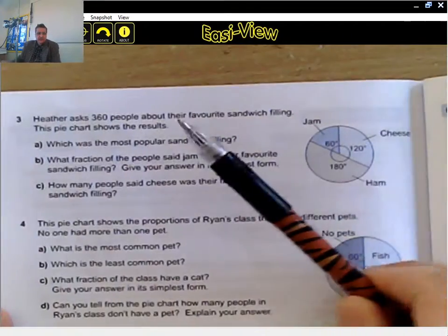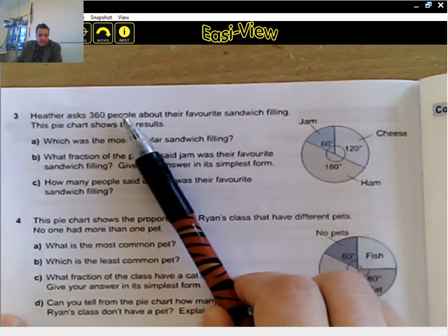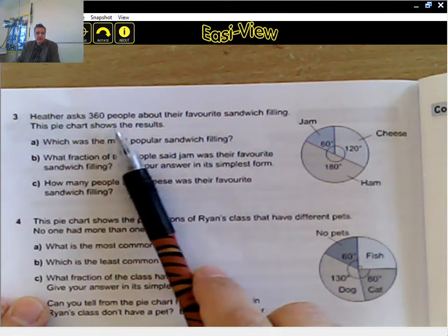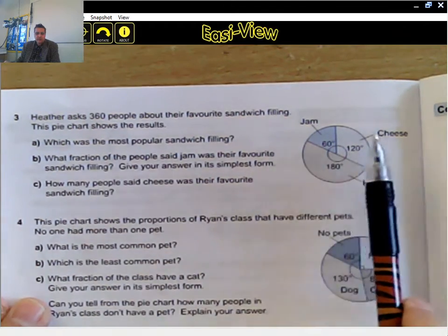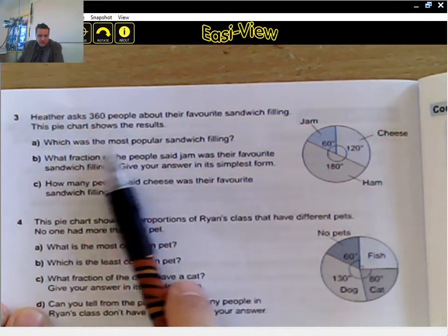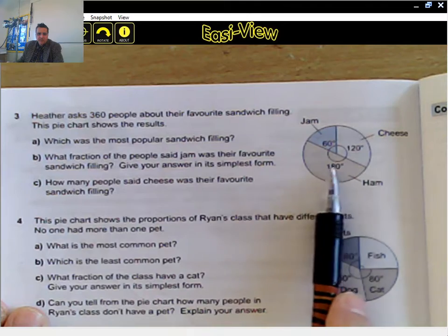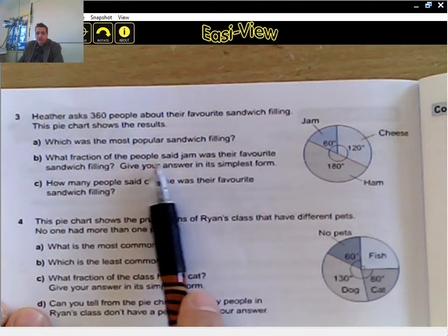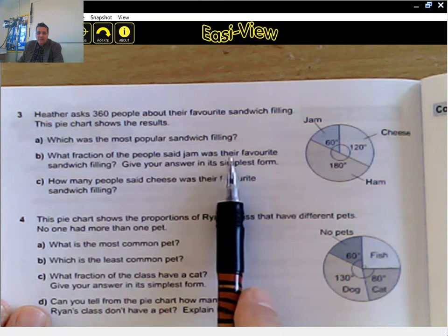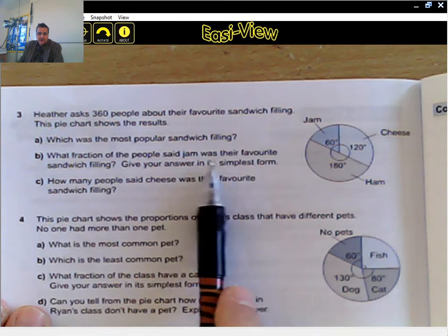What do we got here? This is question 3. So Heather asked 360 people, that's a massive survey, about their favourite sandwich filling. The pie chart shows the results: jam sandwich, cheese sandwich, ham sandwich. Which is the most popular sandwich filling? Clearly, half the people asked like a ham sandwich. What fraction of the people said jam was their favourite sandwich filling? Give your answer in its simplest form.